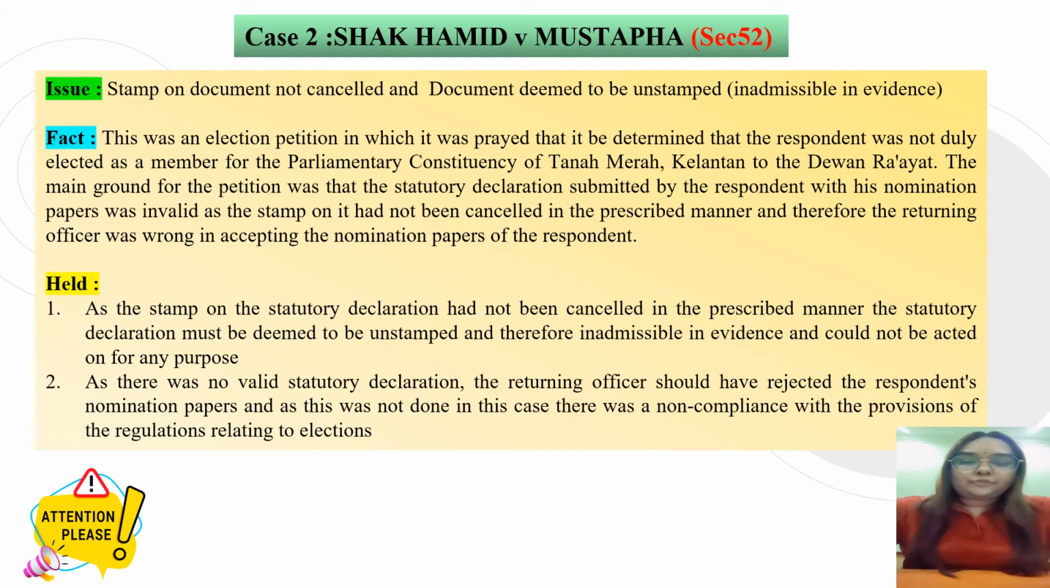So the judgment was that, as the stamp on the statutory declaration had not been cancelled in a prescribed manner, the statutory declaration must be deemed to be unstamped and therefore inadmissible in evidence, and could not be acted on for any purpose. Therefore, as there was no valid statutory declaration, the returning officer should have rejected the respondent's nomination paper. As this was not done, there was a non-compliance with the provisions of the regulations relating to the election.